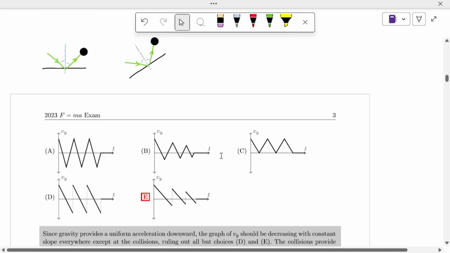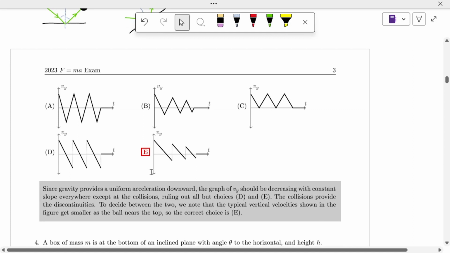This can be more easily seen in this diagram here. If a ball bounces from a horizontal surface, whether it's elastic or not, you can see that the Y component indeed has an instantaneous change at the point of collision, whereas the X component is continuous.